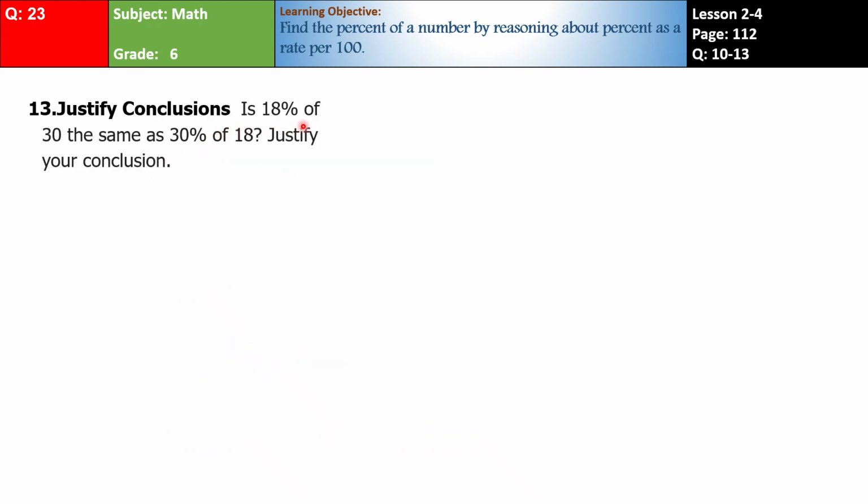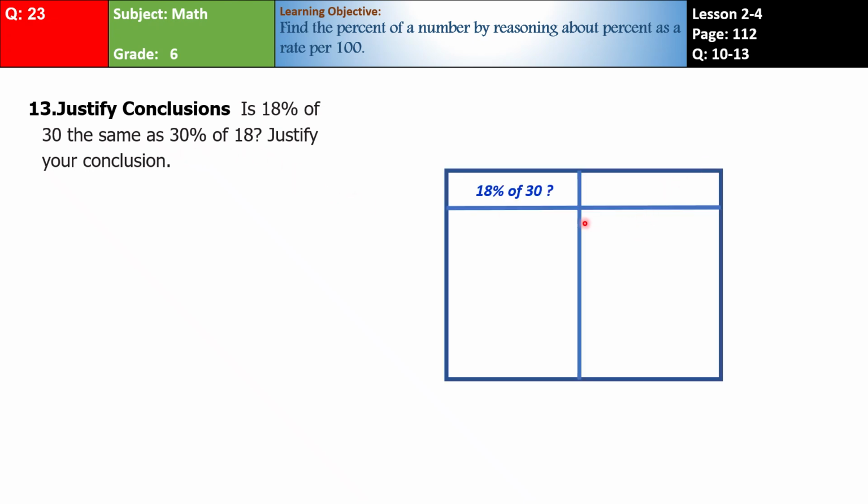Is 18% of 30 the same as 30% of 18? Justify your conclusion. In this question, they are asking if you find 18% of 30, you will get one answer. Is it similar to the answer if you get 30% of 18? So let's check. 18% of 30 means 18 over 100 times 30. 18 multiplied by 30 over 100. That will give you 5.4.